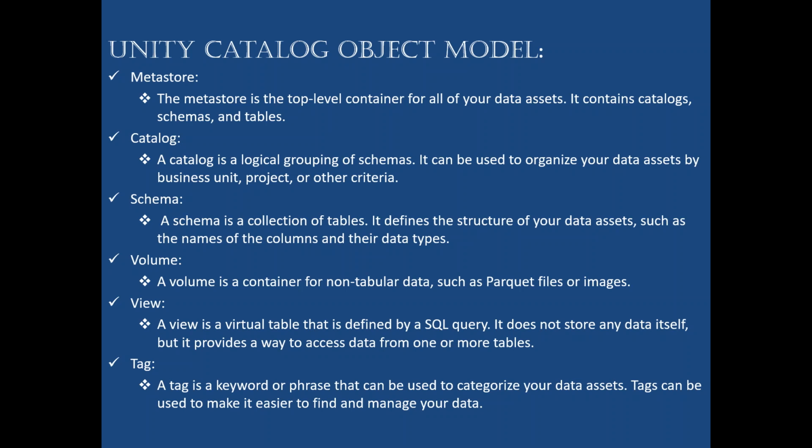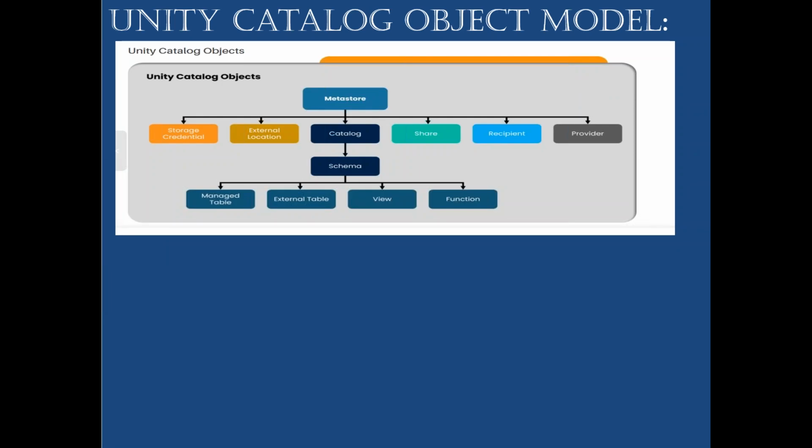Maybe theoretically you understood or you did not understand, it doesn't matter. Let's quickly see the practicals. If not the practicals, through the diagram, if you see the Unity Catalog objects, we have a metastore, and under the metastore we can create storage credentials and external locations.